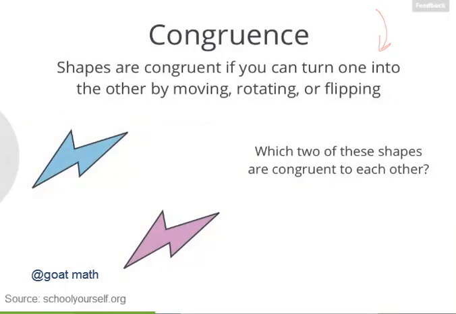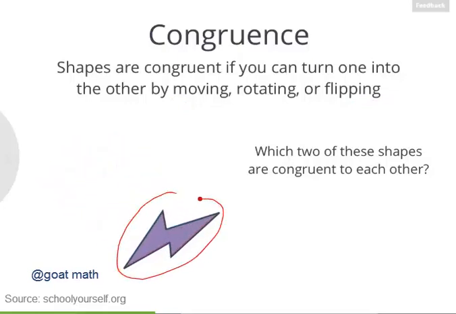According to this definition, two shapes are congruent if you can turn one of them into the other by moving, rotating, or flipping it. Now if we move this blue shape so it's on top of this purple shape, we see that they are indeed the same shape, so they're congruent to each other. So this was an example of moving shapes to show that they're congruent. Next, let's involve rotation as well.